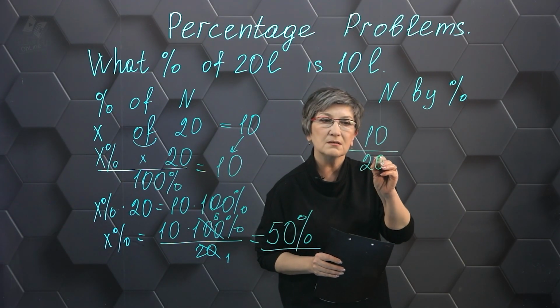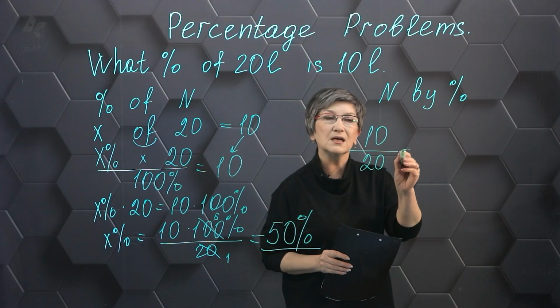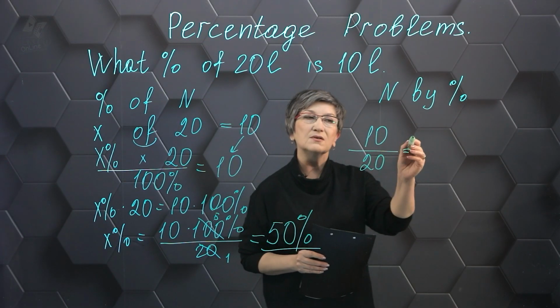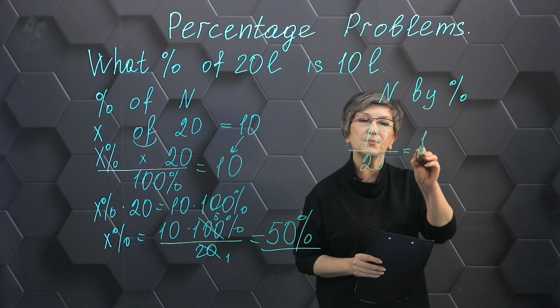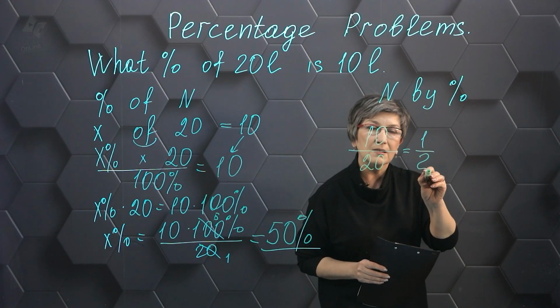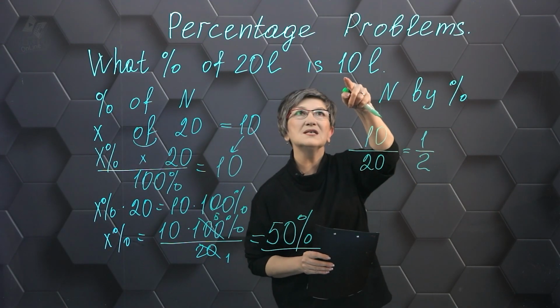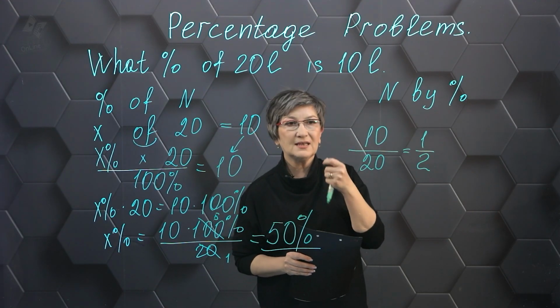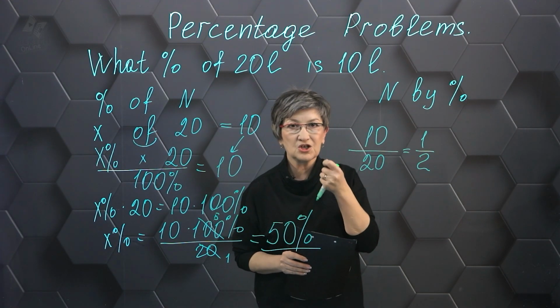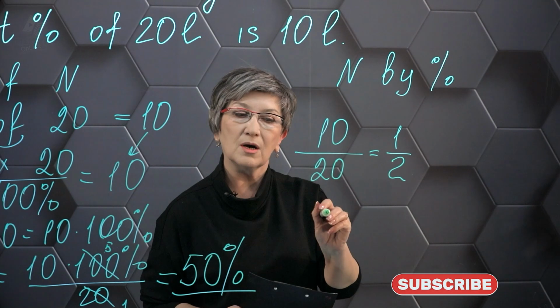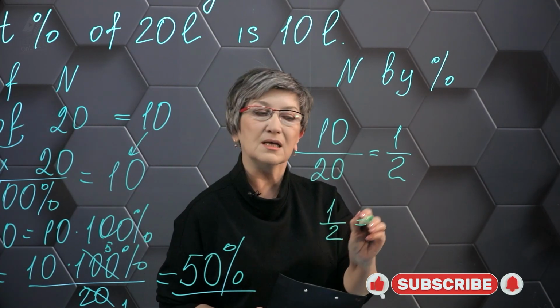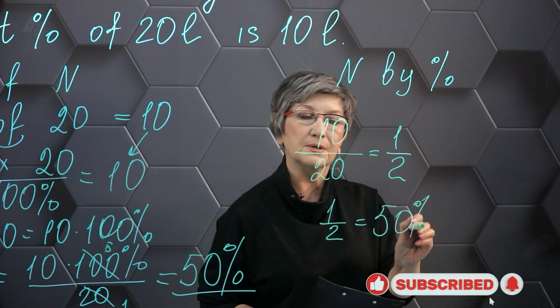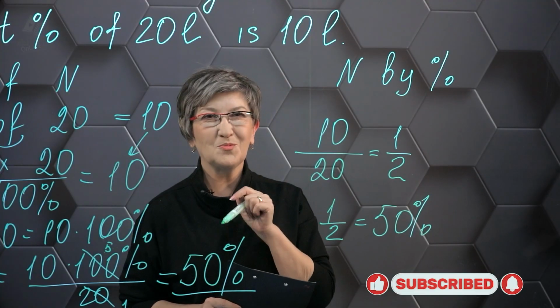Out of 20. Okay, 10/20 is a fraction. So 10/20, if I reduce it by 10, I get 1/2. So you get that 10 of 20, that is, or out of 20, is 1/2 part. And we know that 1/2 part is 50%. And in this way we can solve problems.